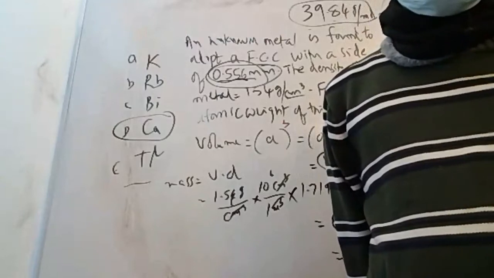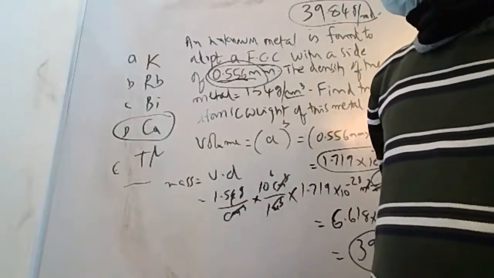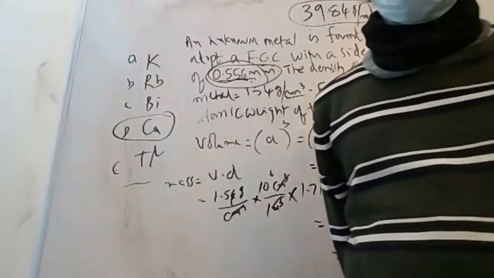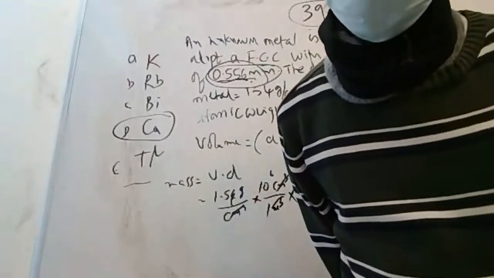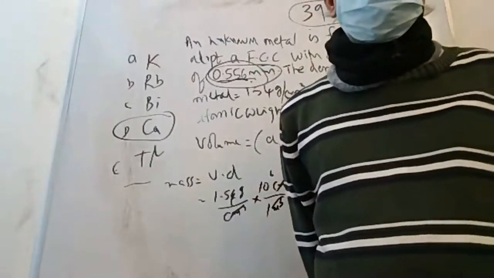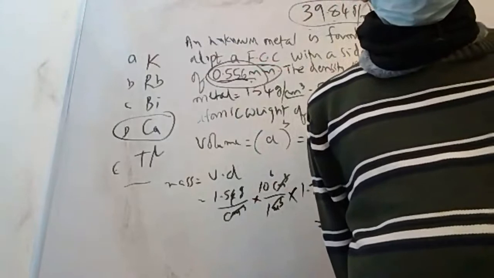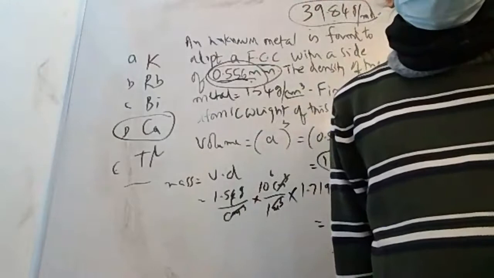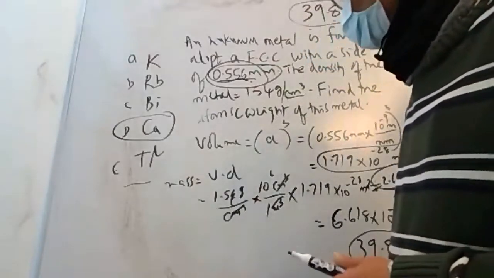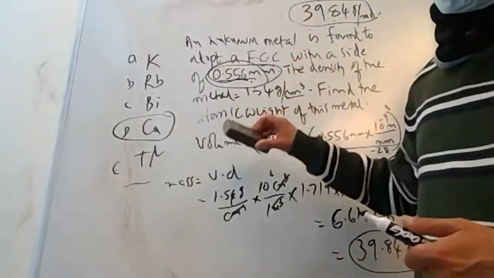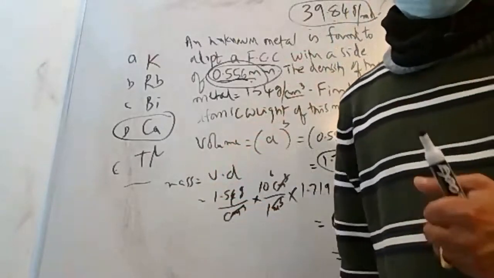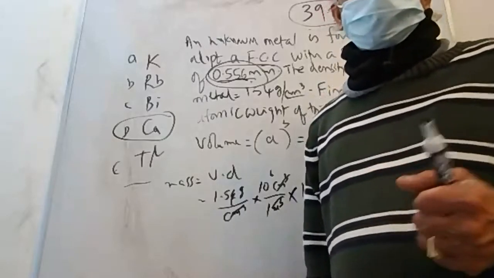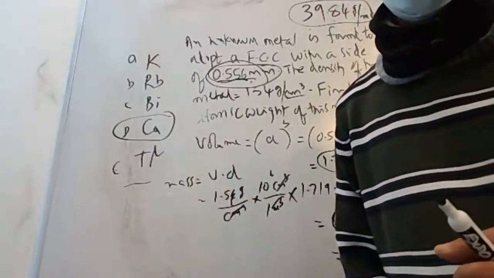My next question is: now that we have this information, the side of the cube is 0.556 nanometers, can we find the radius of the calcium atom? For that, we need to do a little bit of geometry of the face-centered cell, which I'm going to show you. But before that, are there any questions on this problem so far?